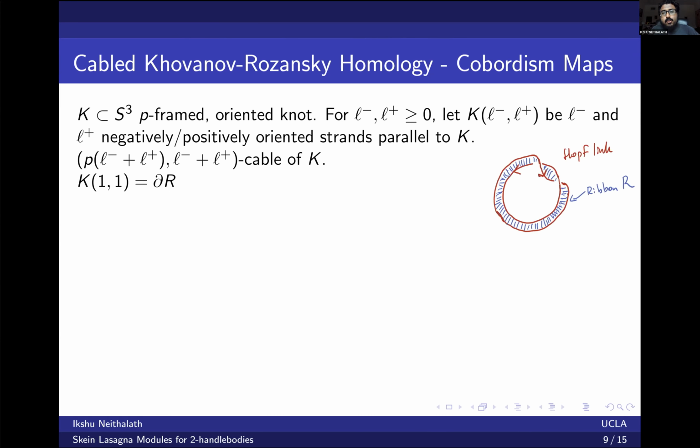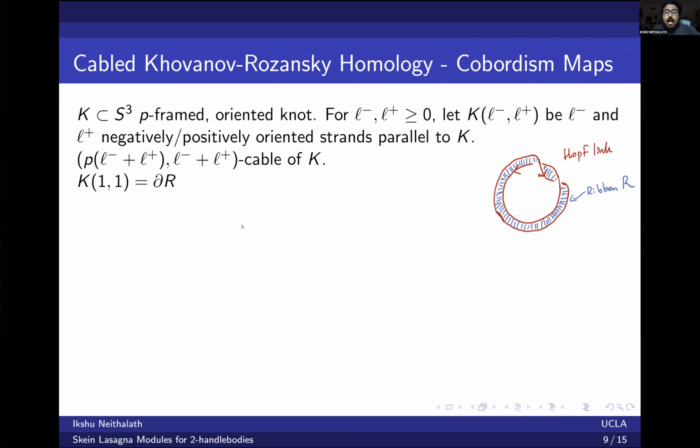So for example, here's a picture when K would just be the +1 framed unknot. This is a picture of K of 1, 1, the Hopf link shown in red. And notice one component goes one way, one goes the other way. In blue, I've drawn this ribbon R, just an annulus that twists one full time around the knot. You can think of this as the ribbon that defines the framing on the knot. But the reason I've shown it is because one interesting thing is that the boundary of this ribbon is K of 1, 1.